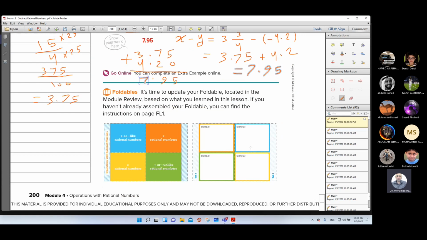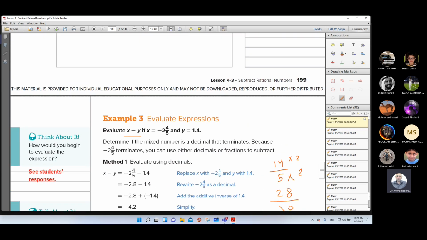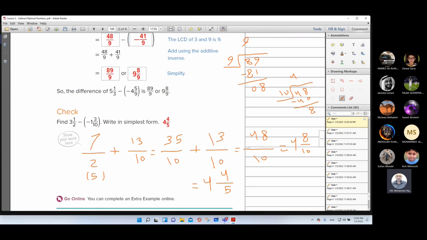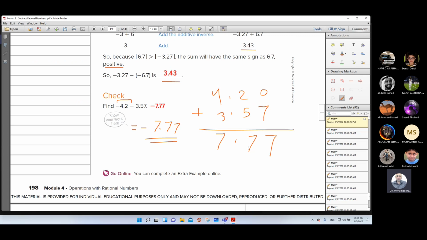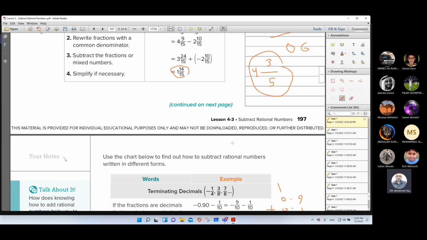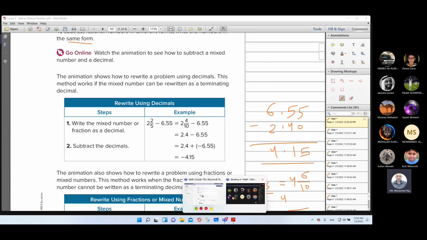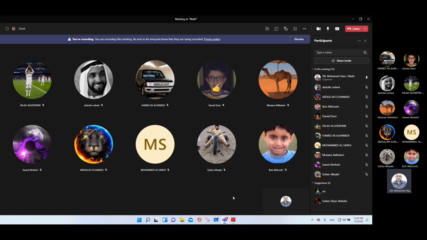This is the idea of this lesson. Any question about this idea? Is everything clear for all? No questions? Is it clear for all? Okay.